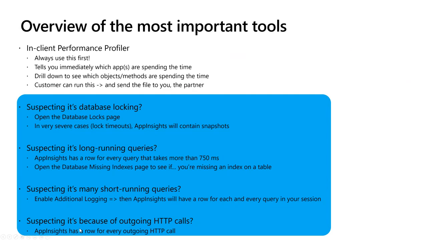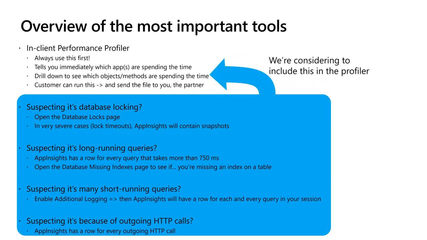And one of the things we are considering is to make it easier for you by incorporating some of this into the performance profiler. So for example, you can imagine that in the call tree, we can see not only how long a method took, but also that it made some database calls and how long they took. So therefore, you don't have to go around and look for things. You can see immediately that it was because of a SQL query.